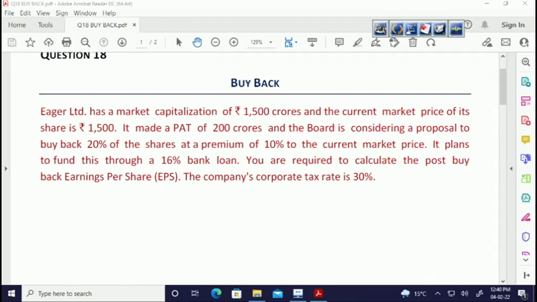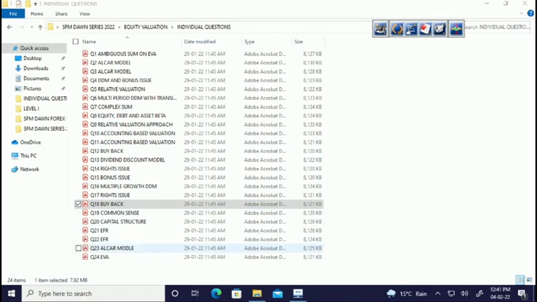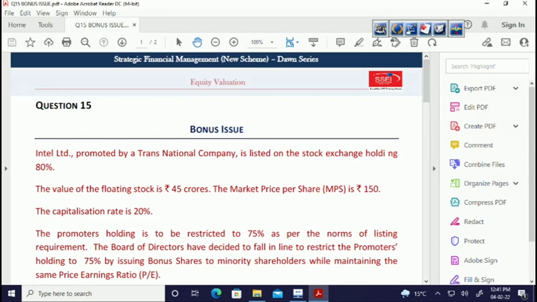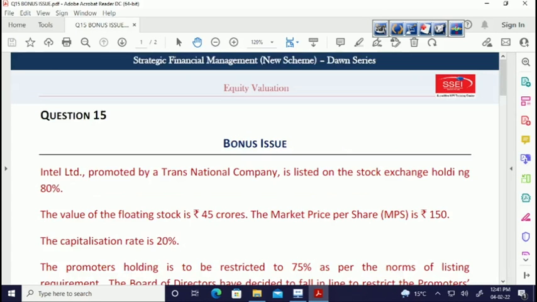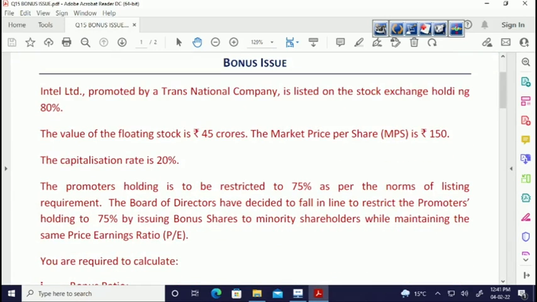So 2 questions on buyback, 2 questions on rights issue, and 2 questions on accounting based valuation. Let's get to the bonus issue stuff. I think we have one sum on bonus issue, because there was one sum on bonus issue, question number 4, which I had done with DDM. Another sum on bonus issue. Let's come to the sum. Good sum, and it's being repeated nowadays.